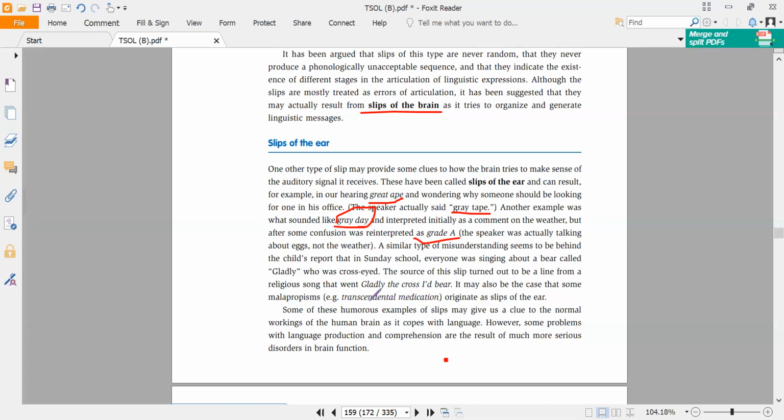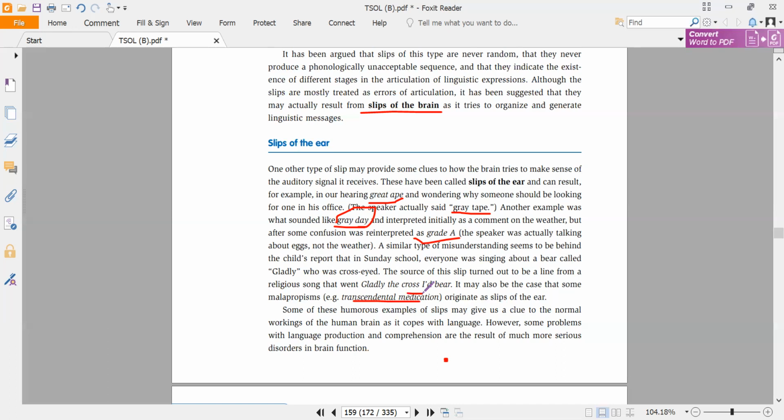Transcendental meditation: a person may comprehend it as transcendental medication. We come across these slips of the air in our day-to-day conversation as well, when someone says one thing and the hearer misunderstands that point due to similarity of pronunciation between two words.